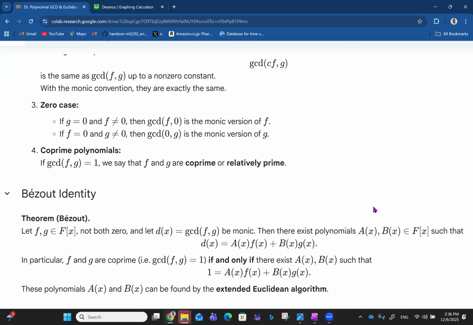Then there exist polynomials a(x), b(x) belonging to F[x] such that d(x), the greatest common divisor, is a(x) multiplied by f(x) plus b(x) multiplied by g(x). In particular, we say that f and g are co-prime, that is, the GCD of f and g is equal to 1, if and only if there exist a(x) and b(x) such that 1 is equal to a(x) times f(x) plus b(x) times g(x). These polynomials a(x) and b(x) can be found by the extended Euclidean algorithm, which we are going to consider next, right?